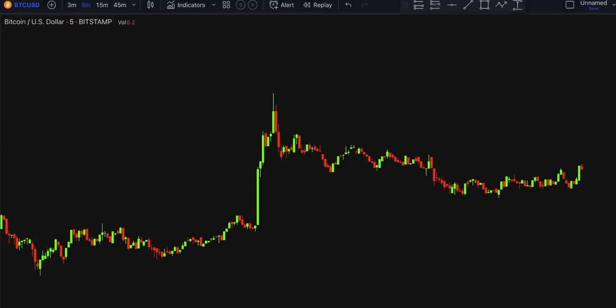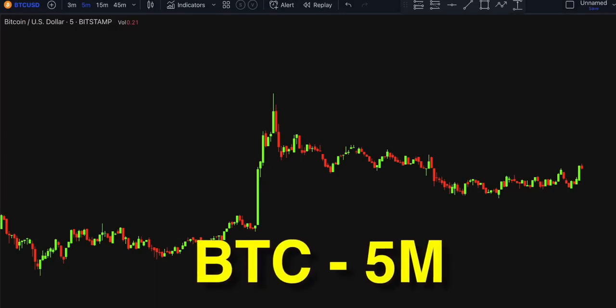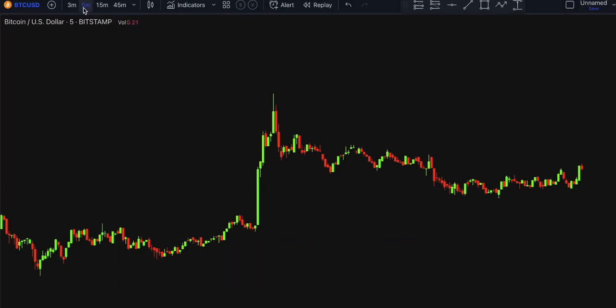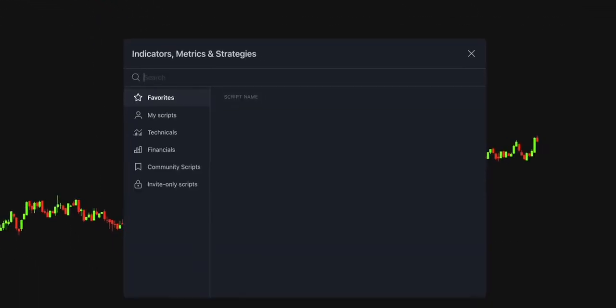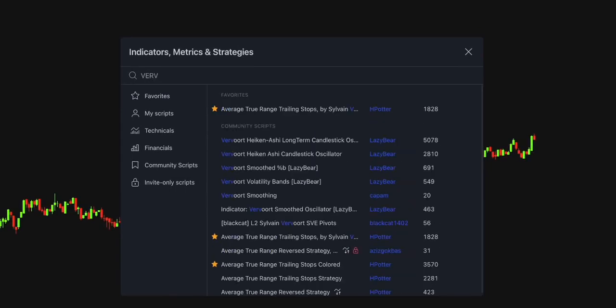So, how should we install these tools on our chart? First, open the Bitcoin price chart on the 5 minutes time frame. Open the Indicators tab and search for Vervoort Heiken Ashi Long-Term Candlestick Oscillator by LazyBear. Apply it to the chart.